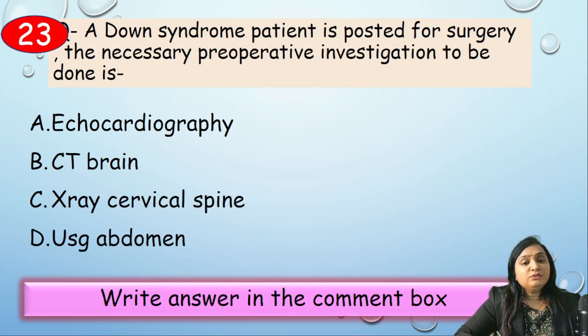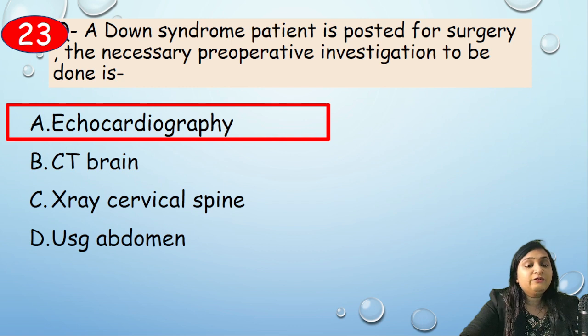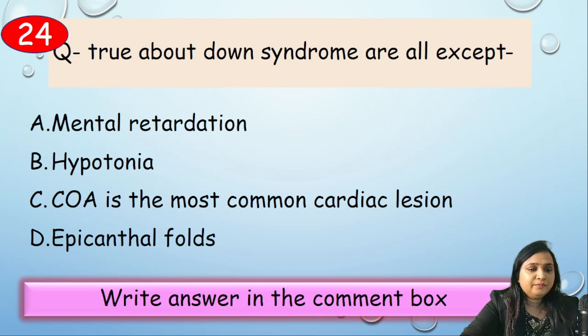A Down syndrome patient is posted for surgery. What is the necessary preoperative investigation? Ideally speaking, all the investigations have to be done, but if we have to pick only one, then the most important investigation to rule out congenital heart disease is echocardiography. So the necessary investigation is echocardiography.